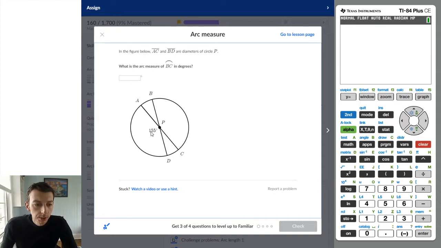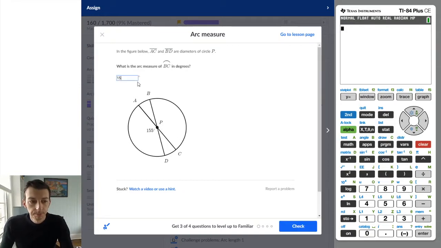Now we know that this here is 155, which means there's a vertical angle here, and the angle BPC is also 155. So because these are vertical angles, and 155 is the central angle here, you know that BC is also 155.